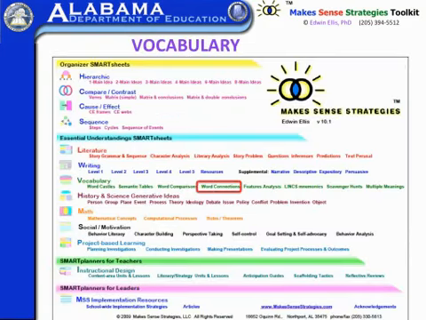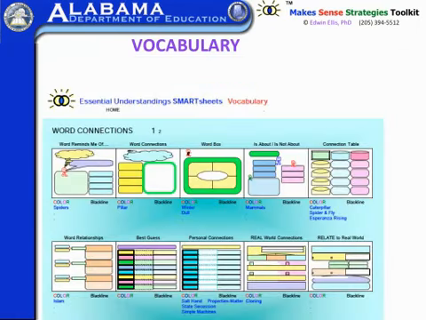Another one that you can click on is word connections. Again, there are a number here that are really designed more for younger kids, but there are a couple that you might be interested in for middle school.